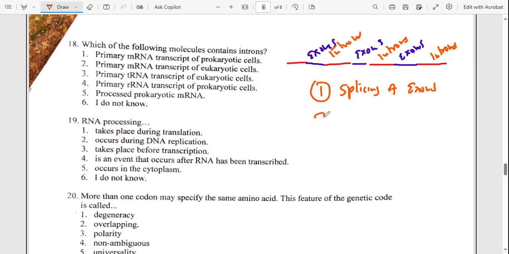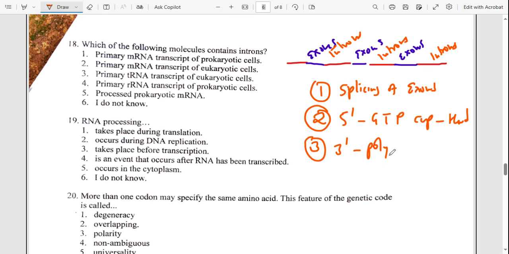Number two, there's what we call the 5' guanosine triphosphate cap. This is a cap, and it is being added on the head. Number three, we have what we call 3' polyadenylation. In other words, to the 3' end of the mRNA you formed, which is the tail, you are going to add a lot of adenines. So these are the modifications that happen. All right.